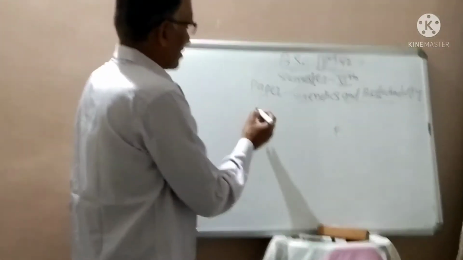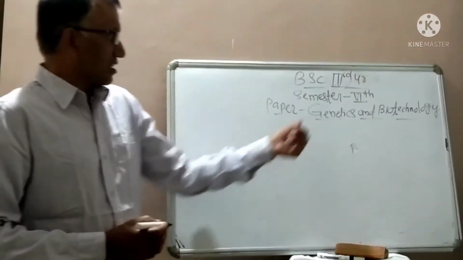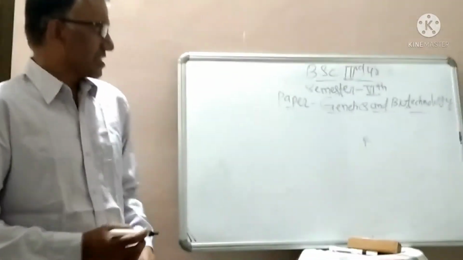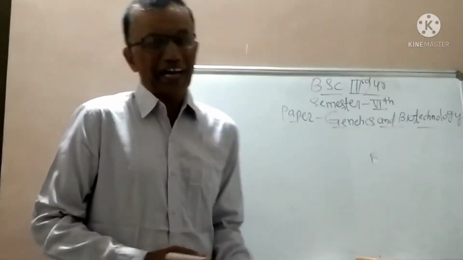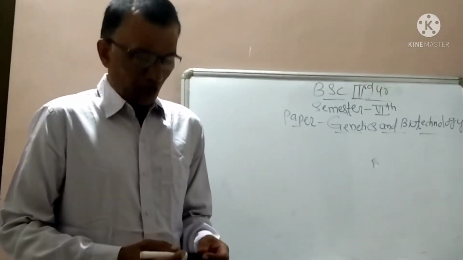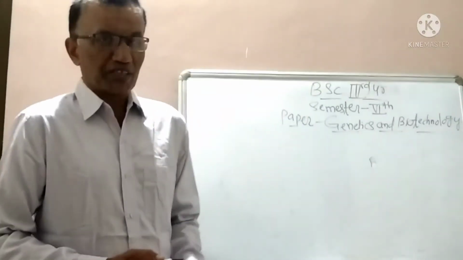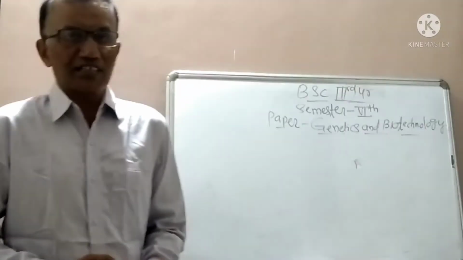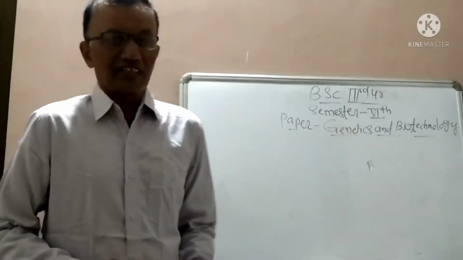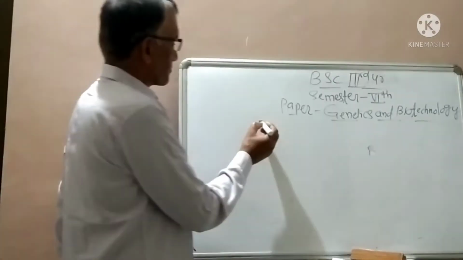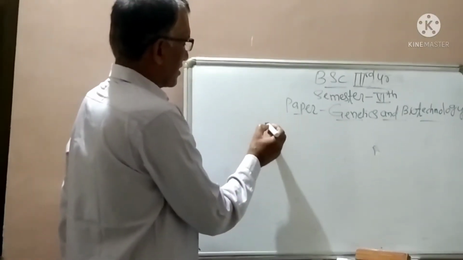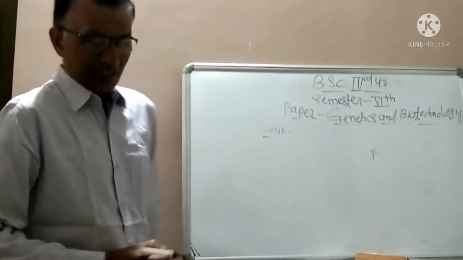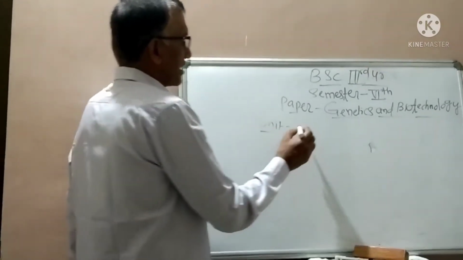Whatever the syllabus is concerned with genetics, question number 1 is always on genetics and question number 2 is always on biotechnology. It is also a 50 marks paper. What are the chapters included in this paper? The first one, as per genetics, unit 1 or chapter number 1, is Mendel's law.